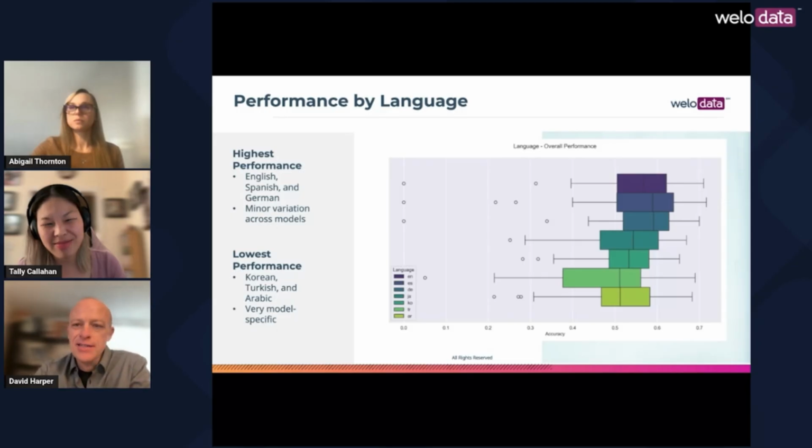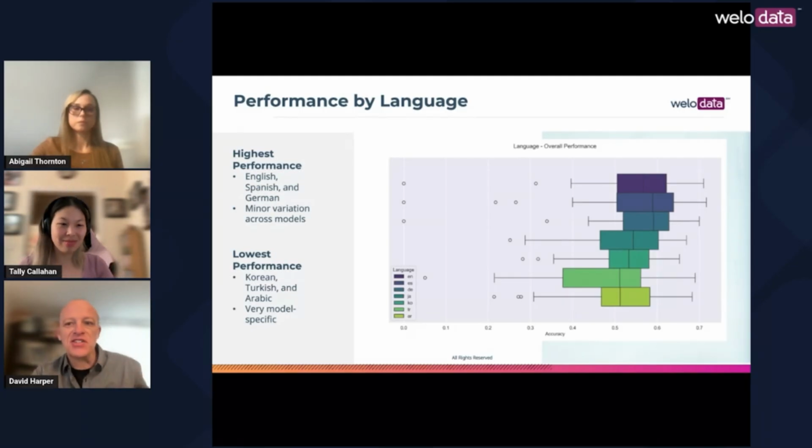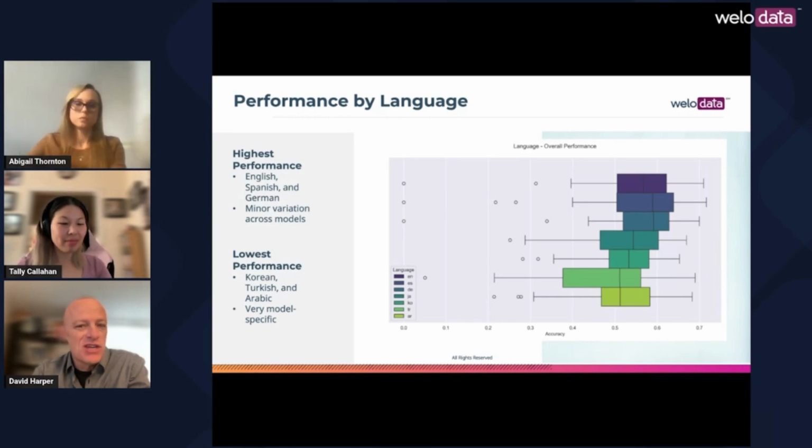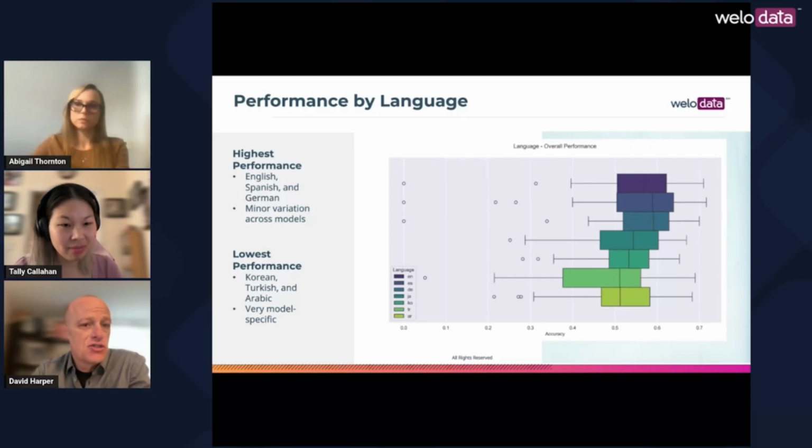Thanks for the question, Tally. Well, as expected, we find that not all languages perform equally well. We hypothesize that some of this is related to a model's resource availability, which Abigail mentioned previously. The vast majority of training data is in English, so it's no surprise that we see English here as a top performer. But we also see that Spanish and German also perform very well in our testing.